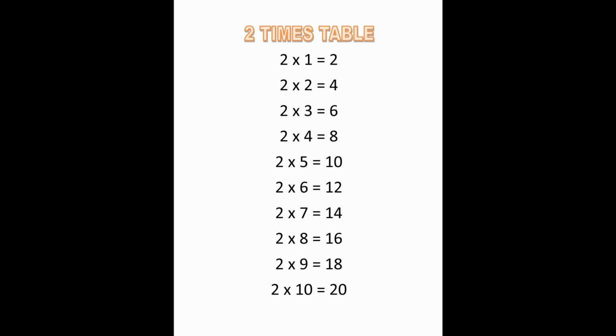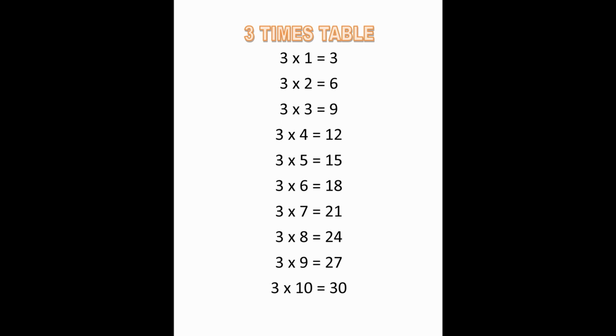3 times table. 3 times 1 is equal to 3. 3 times 2 is equal to 6. 3 times 3 is equal to 9. 3 times 4 is equal to 12. 3 times 5 is equal to 15. 3 times 6 is equal to 18.